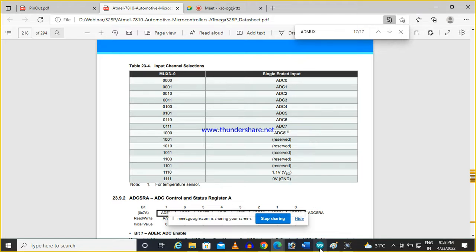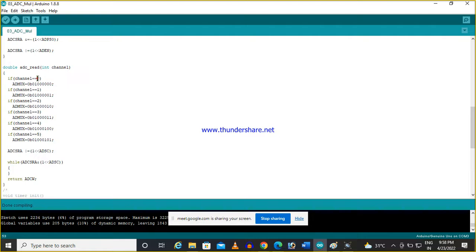So in the code, if the channel is 0, I have selected 0000. If the channel is 1, I have selected 0001. If the channel is 2, I have selected binary 2. If the channel is 3, binary 3. If the channel is 4, binary 4, and so on. So this part is very much clear. Why have I done it like this?